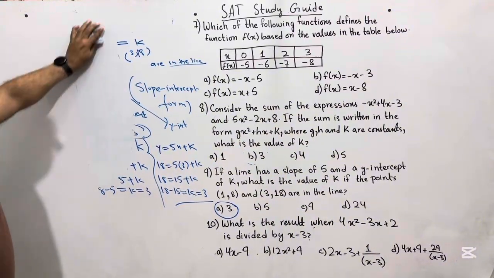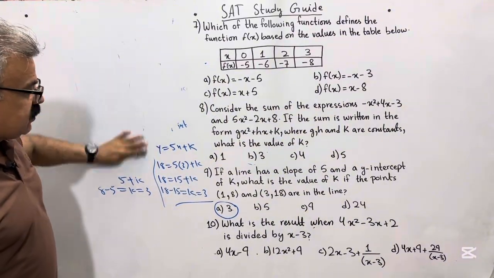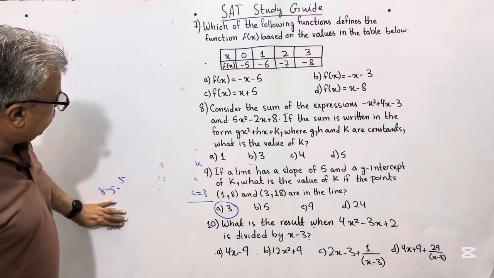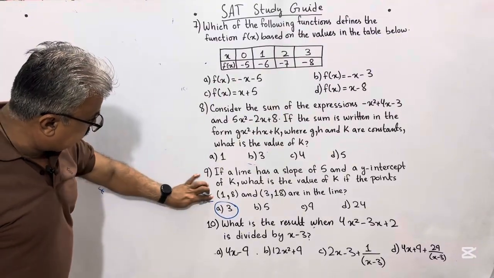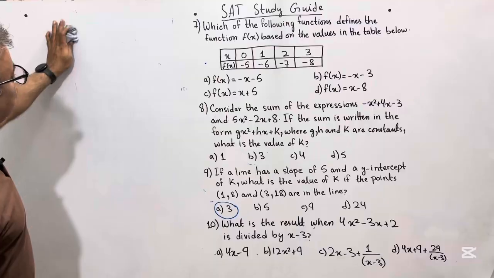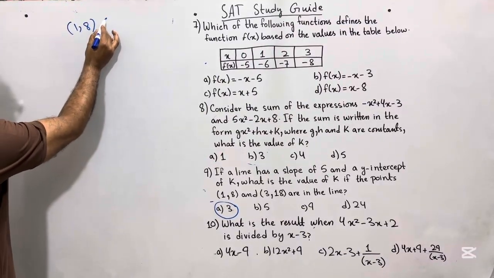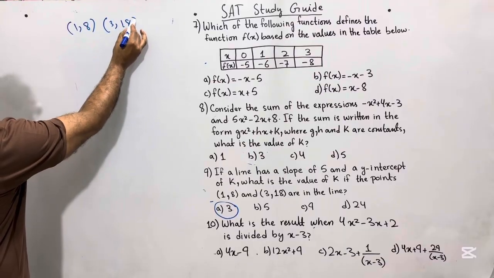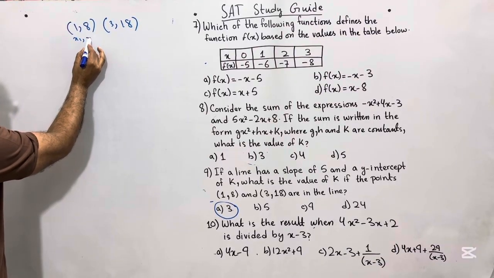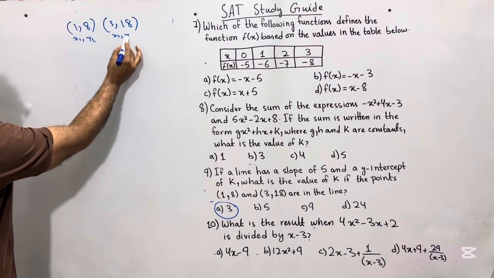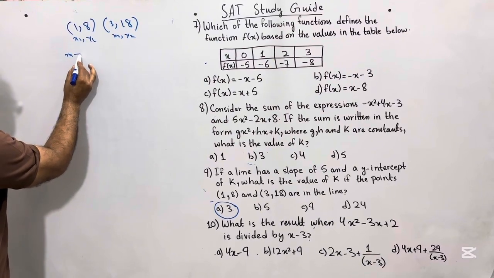We have been given 2 points. The line passes through the 2 points (1, 8) and (3, 18). Look at this: (1, 8) is our x1, y1, and (3, 18) is our x2, y2. Let's work out the slope.